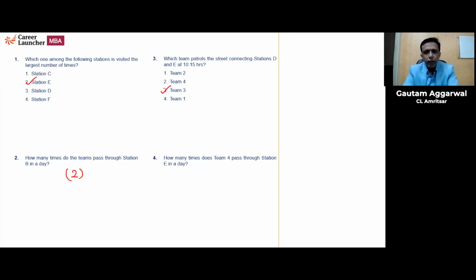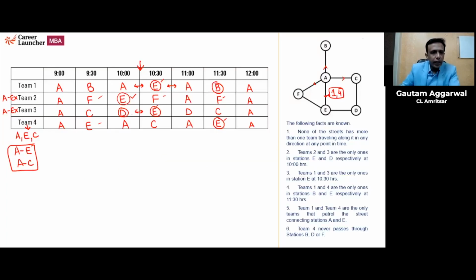How many times does team 4 pass through station E? Team 4 passes through station E twice.